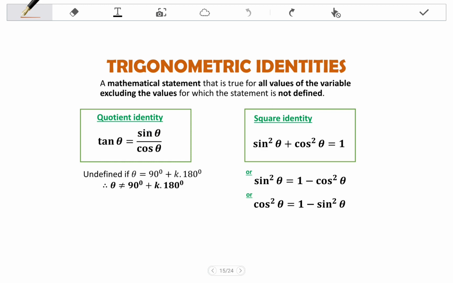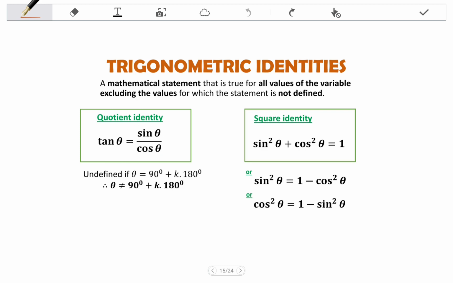And in grade 11, we looked at two identities. The first was the quotient identity, which says that tan theta is equal to sine theta over cos theta, and this can also be applied to tan squared theta equals sine squared theta over cos squared theta. So just remember that. Now, the quotient identity has a fraction, and if the denominator is 0, it's obviously undefined. So wherever cos theta equals 0, this identity would be undefined.